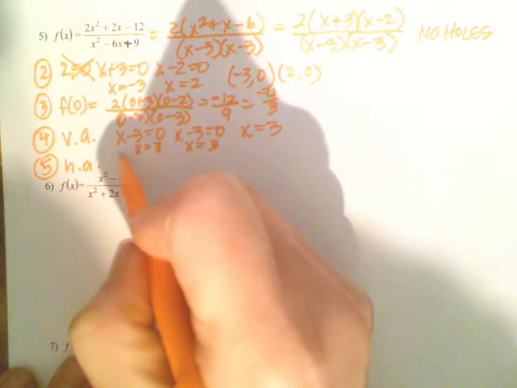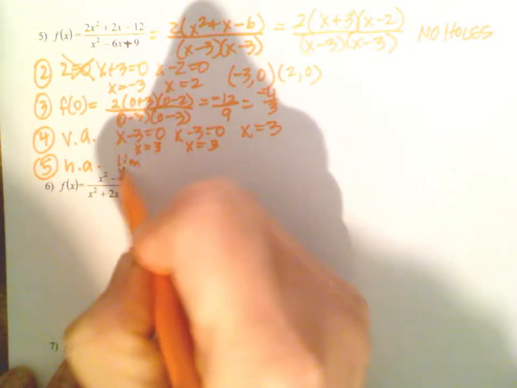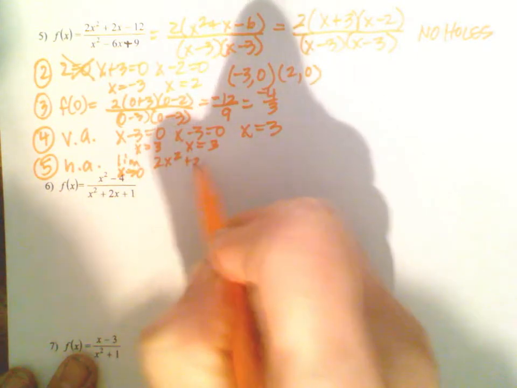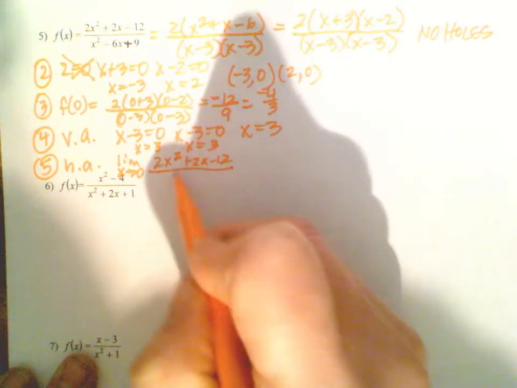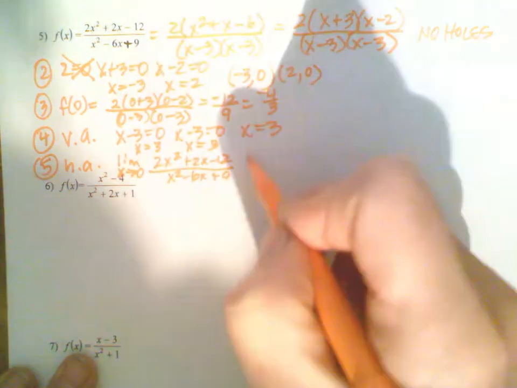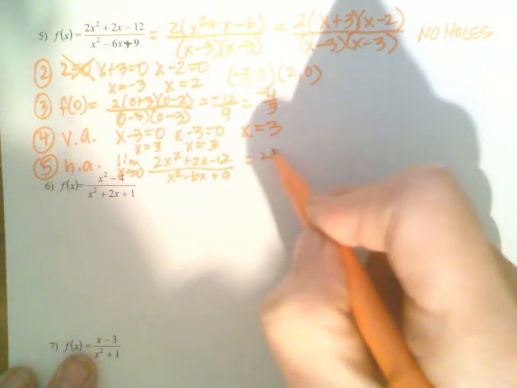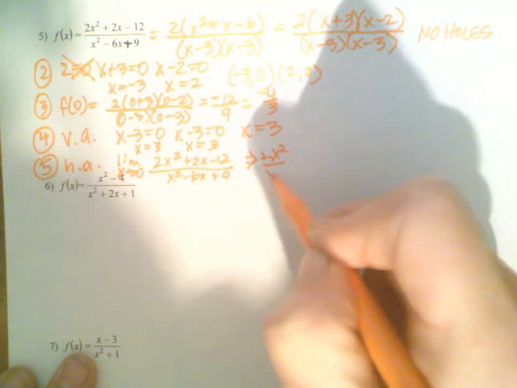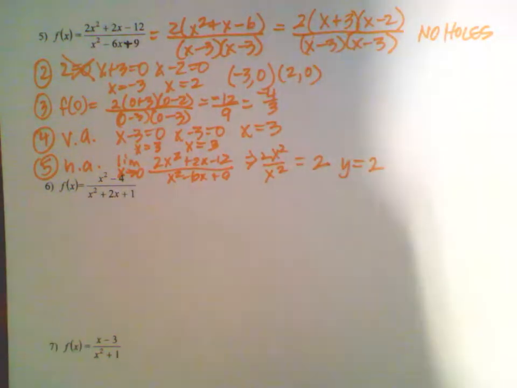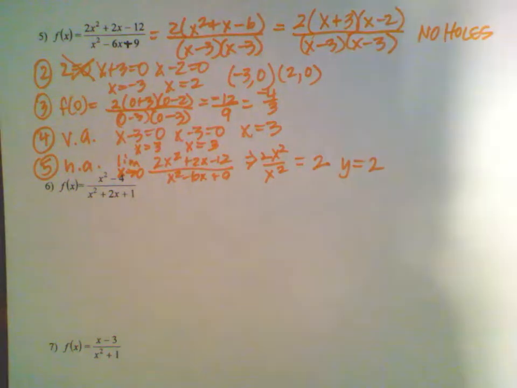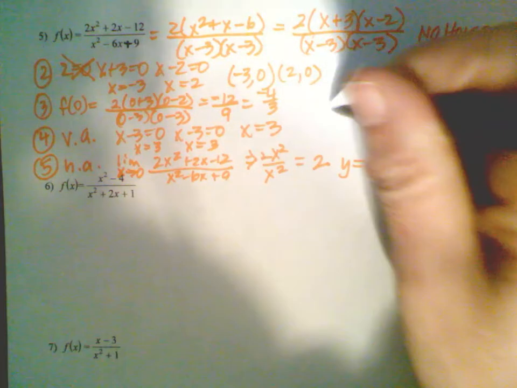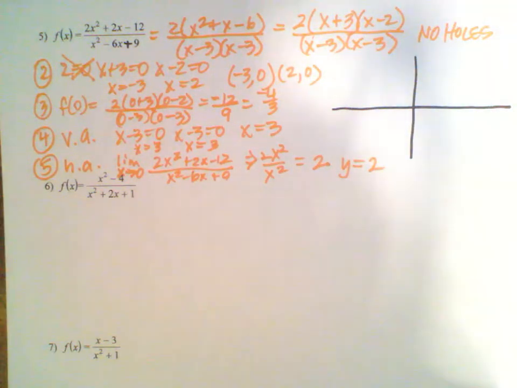And then my horizontal asymptote is the limit as x approaches infinity of the function 2x squared plus 2x minus 12 over x squared minus 6x plus 9. Remember, I made a mistake. Sorry about that. So then I'm just going to look at 2x squared over x squared, reduce it down to 2. So I have a horizontal asymptote at y equals 2. Again, pause and get caught up if you need to. But otherwise, I'm going to put this all together on my graph.